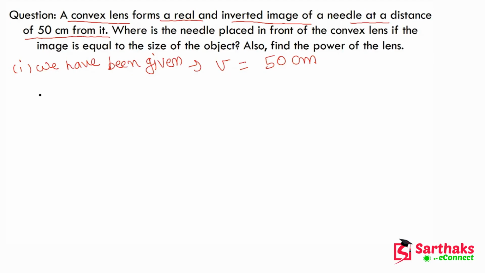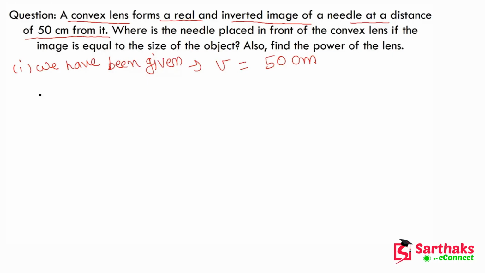Okay, so because it is a real and inverted image, that's why it will be formed on the right side. Had it been a virtual and erect image, then it would have been the sixth case, and in the sixth case we saw that the image was formed at left side. So because it is at right side, that's why we will take it positive.